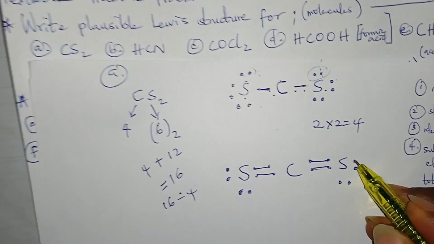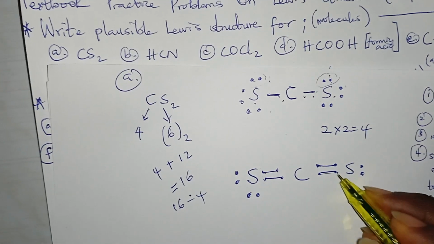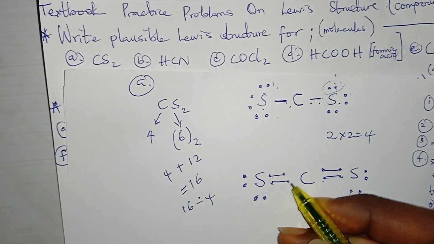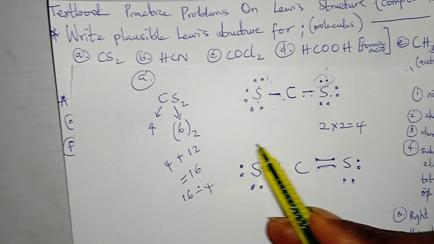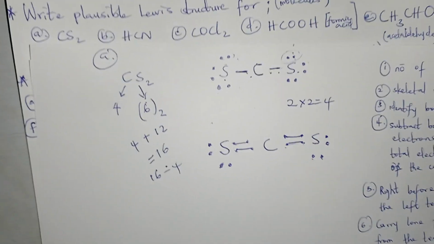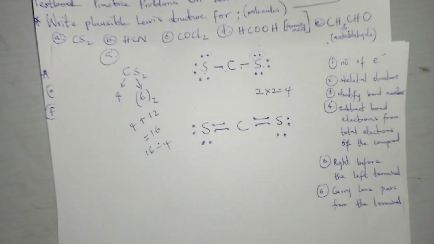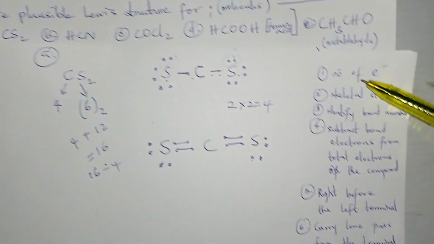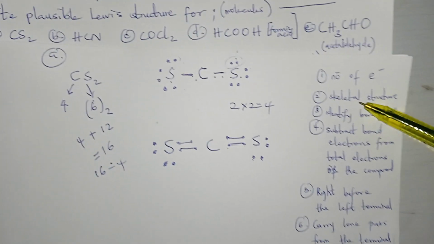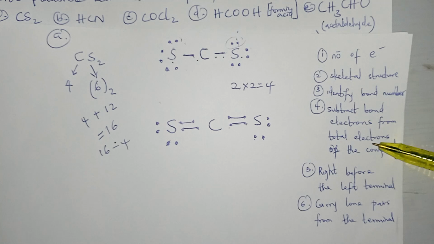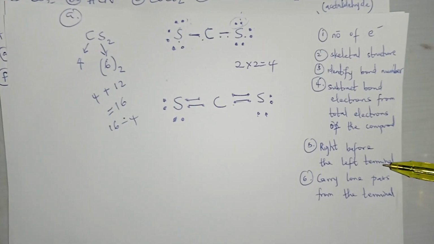Let's check for sulfur. 1, 2, 3, 4, 5, 6, 7, 8. Balanced. 1, 2, 3, 4, 5, 6, 7, 8. Balanced. So this is the structure. This is our structure, so this is the answer. So look at the steps. First, number of electrons, skeletal structure, identify bond number, subtract bond electrons from total electrons of the compound.